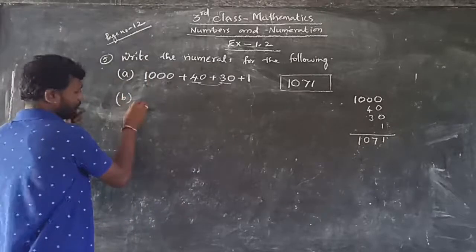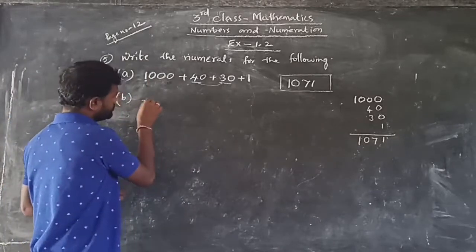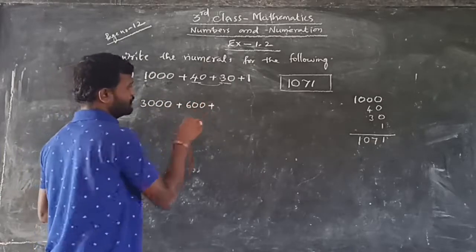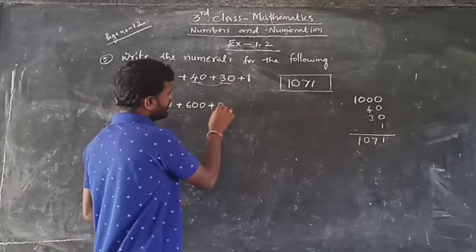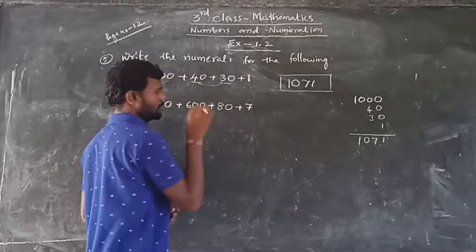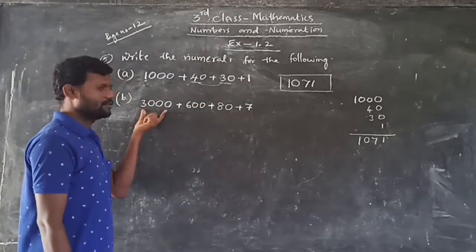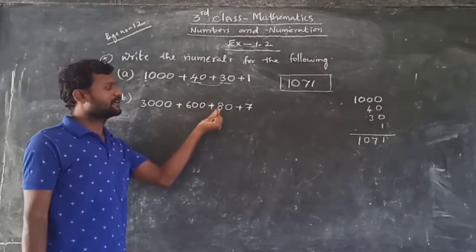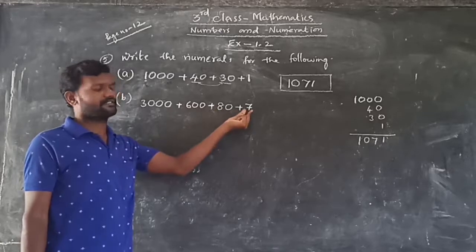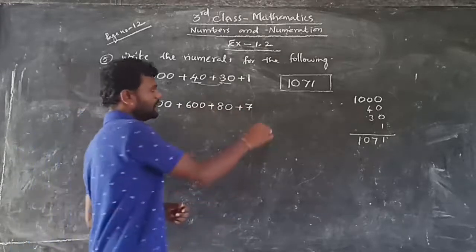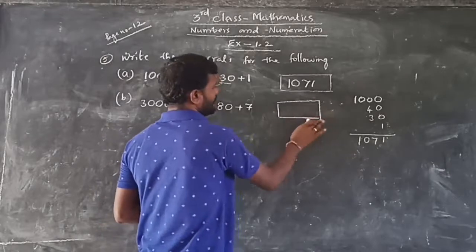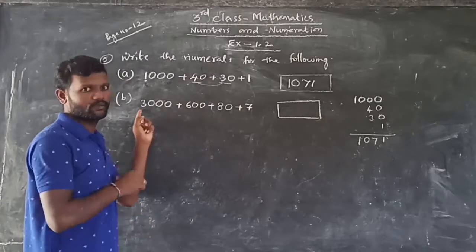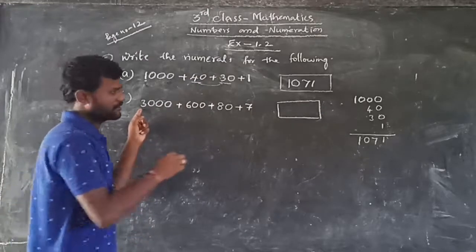B. What is that? 3000 plus 600 plus 80 plus 7. 80 means 8 tens, plus 7 ones. So what is the number? What is in the thousands place? How many thousands are there here? 3000s. So 3 is in the thousands place. Write 3.